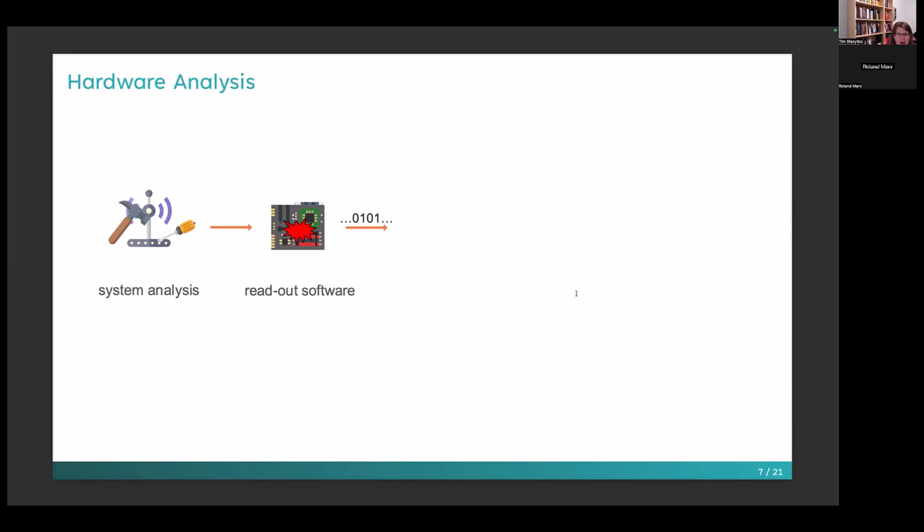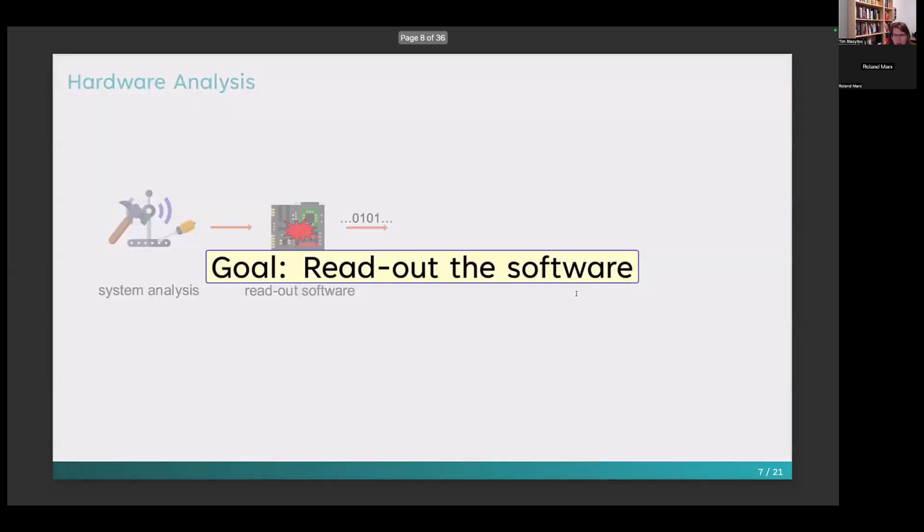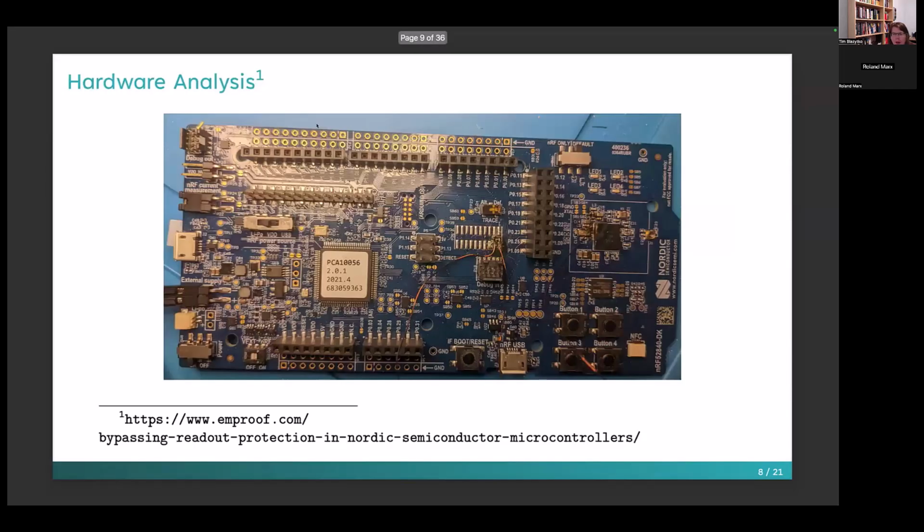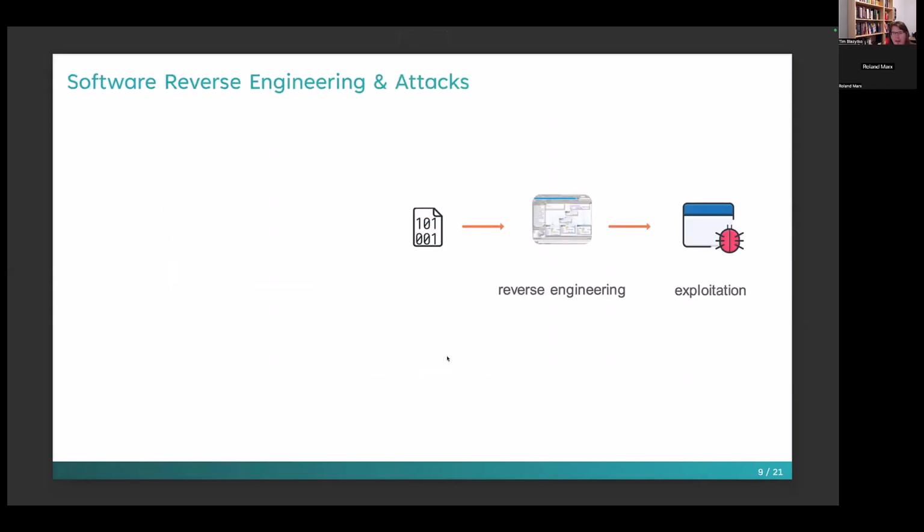On the hardware analysis, as I said, the goal is to read out the software. Often we start with something like a microcontroller, where we might have some debug pins, where we might have to solder onto some connections, a serial interface or something like that to dump out the firmware. And once we have dumped out the firmware, we can proceed with software reverse engineering.